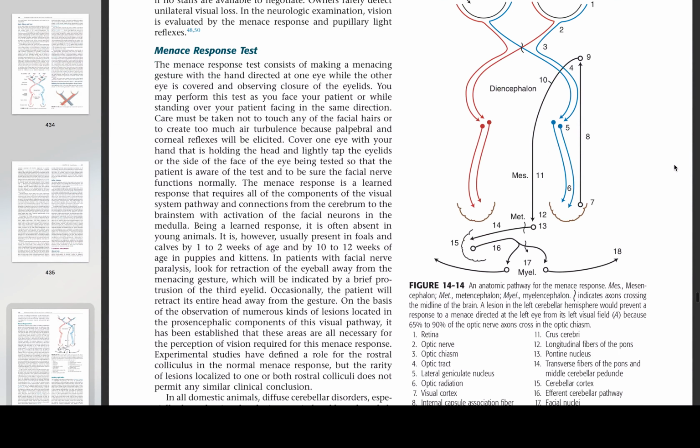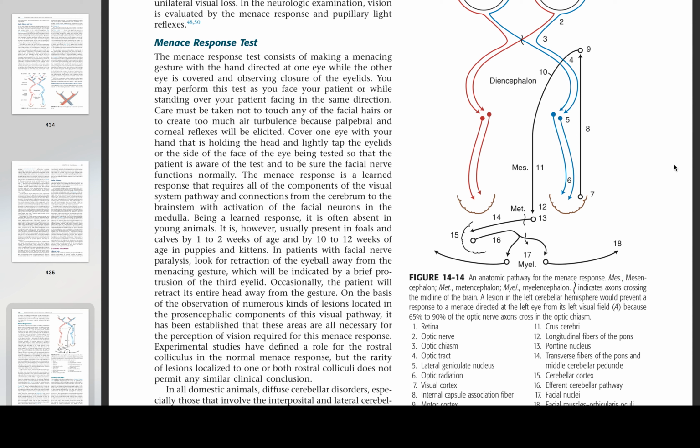The menace response is a learned response that requires all of the components of the visual system pathway and connections from the cerebrum to the brainstem with activation of the facial neurons in the medulla. Being a learned response, it is often absent in young animals. It is, however, usually present in foals and calves by 1 to 2 weeks of age and by 10 to 12 weeks of age in puppies and kittens. In patients with facial nerve paralysis, look for retraction of the eyeball away from the menacing gesture, which will be indicated by a brief protrusion of the third eyelid. Occasionally, the patient will retract its entire head away from the gesture.